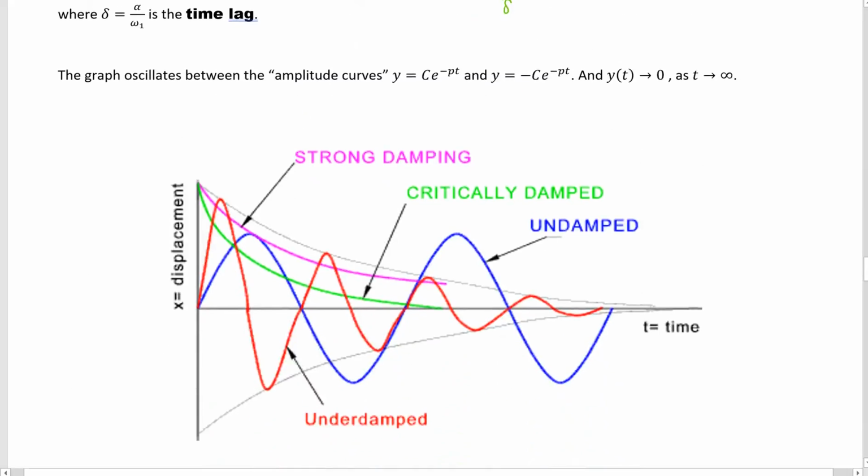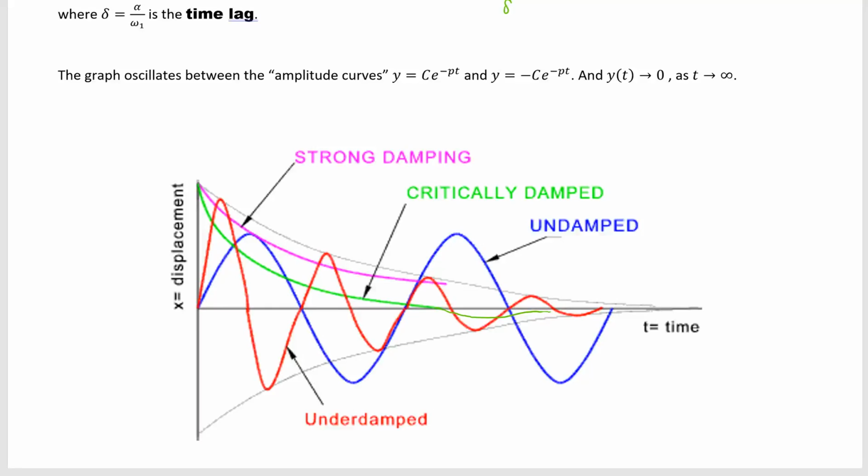Okay. So this is the combined graph of it. You can see the pink line is the strong damping. You can see it just goes down, approaching 0. So this is the overdamped case. Okay, we have a strong damping force. We don't see any oscillation. Okay, the green line is the critically damped case. We might cross the t-axis once and then approach 0 after it. So we might cross it once. That's critically damped.